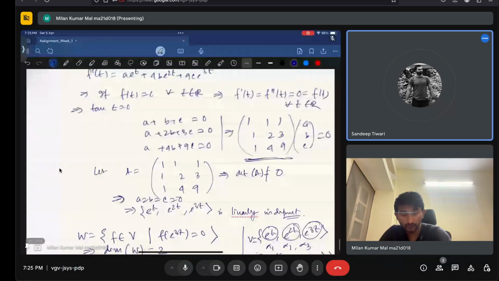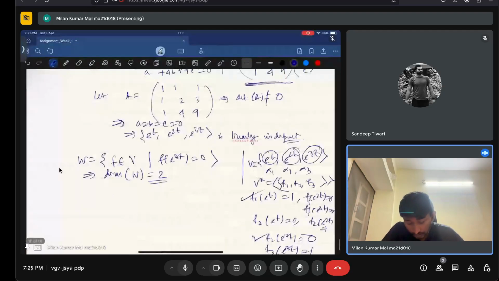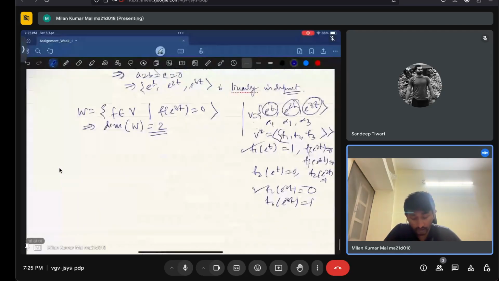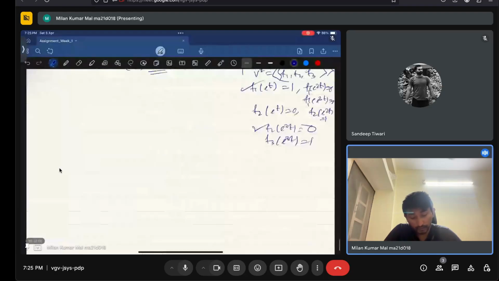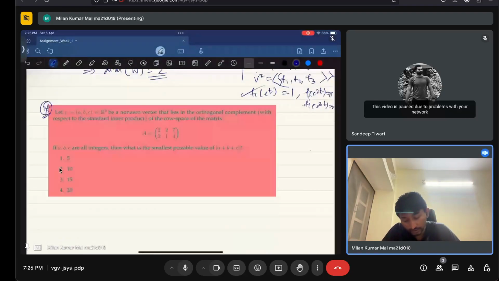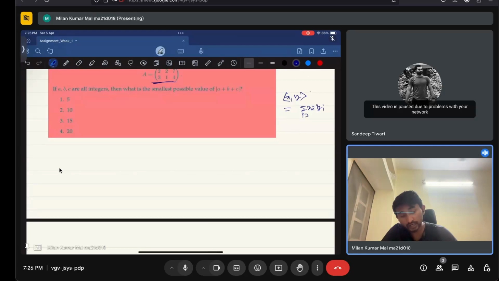Okay, so let v be a non-zero vector in R^3 that lies in the orthogonal complement of the row space of the matrix. It is written that it is the standard inner product. So we know the standard inner product on R^3: the inner product of x and y is the summation of x_i y_i, because here it is the standard inner product, with three components.